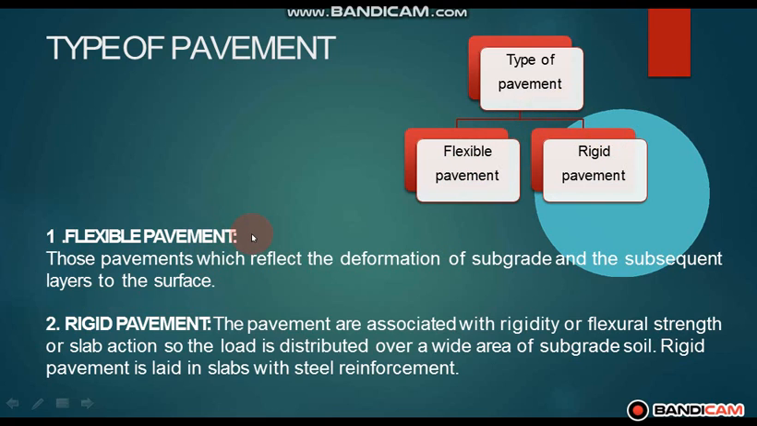So flexible pavement: those pavements which reflect the deformation of the subgrade and the subsequent layers to the surface. Rigid pavement: the pavements are associated with rigidity or flexural strength or slab action, so the load is distributed over a wide area of subgrade soil. Rigid pavement is laid in slabs with steel reinforcement.